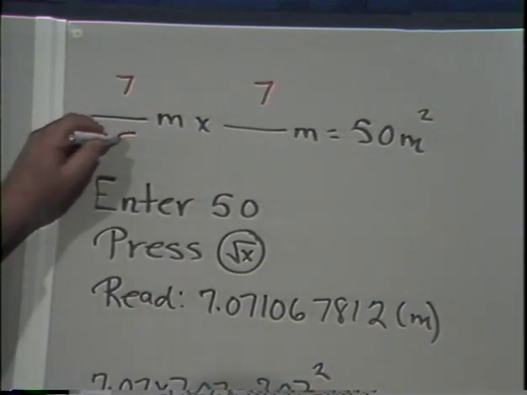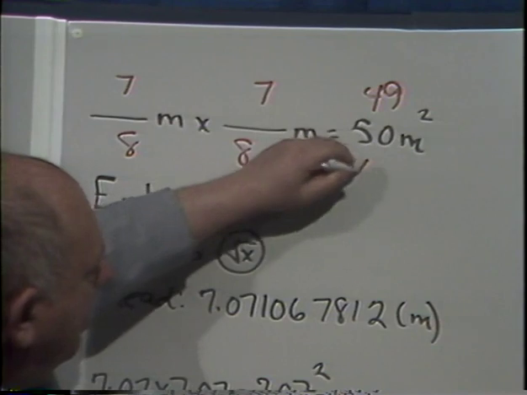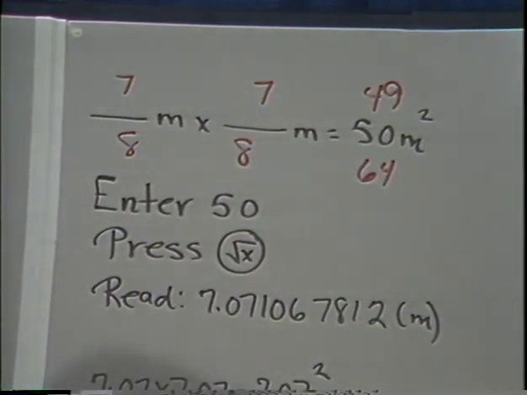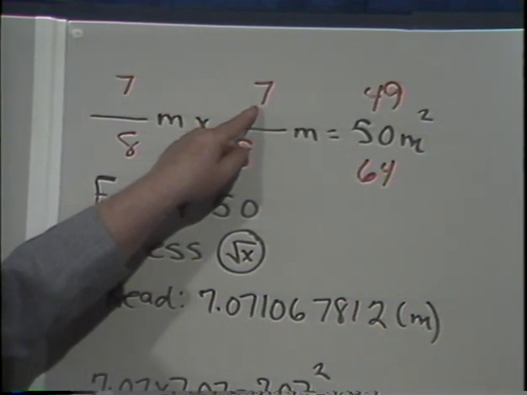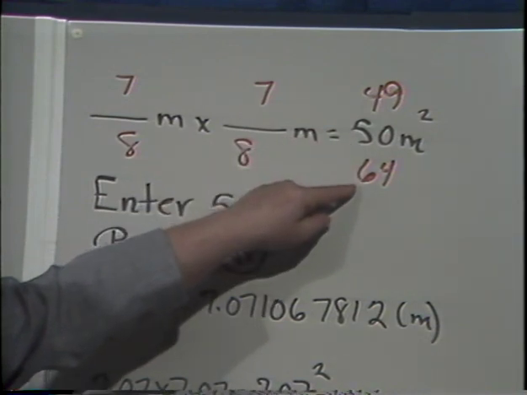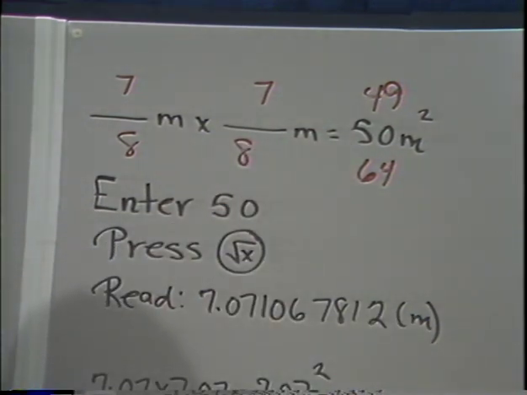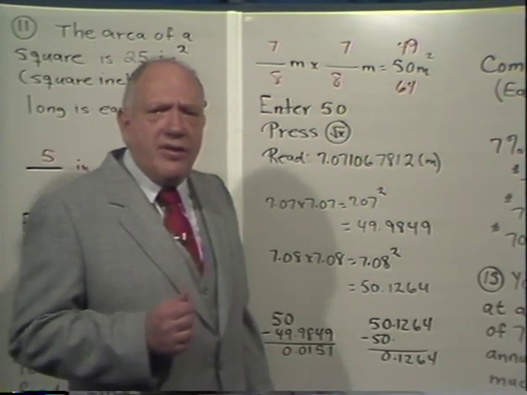So I'll try 8. 8 times 8 is 64. I missed by quite a bit. You see, 7 is just a teensy-weensy bit too small. That's a word I learned in kindergarten. It's a smidgen too small. 64 is quite a bit too big. So I know the answer is around 7. Now, in most real-life situations, I would stop here and say the answer is around 7.